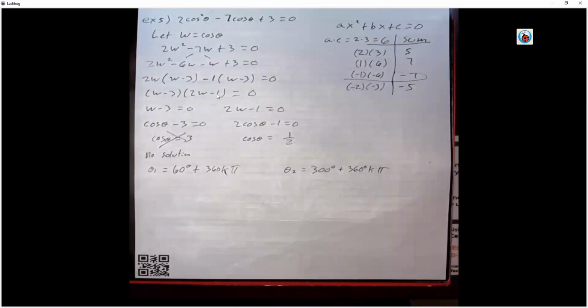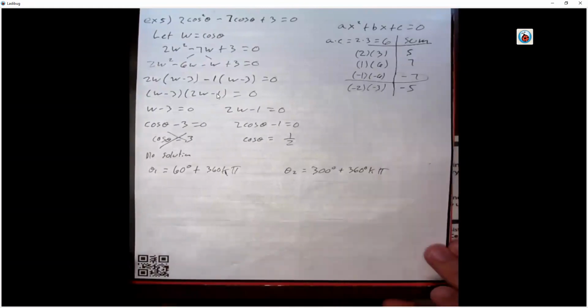Do one more for 7.4 and we'll move on to 7.5. You guys cool on this page?